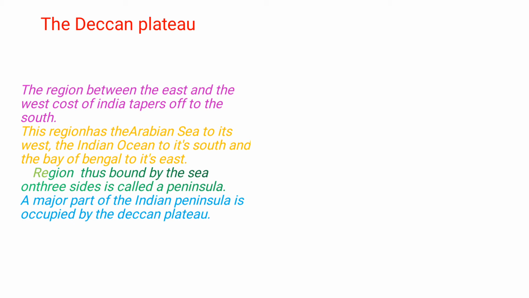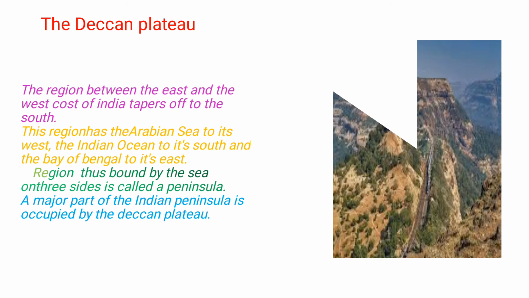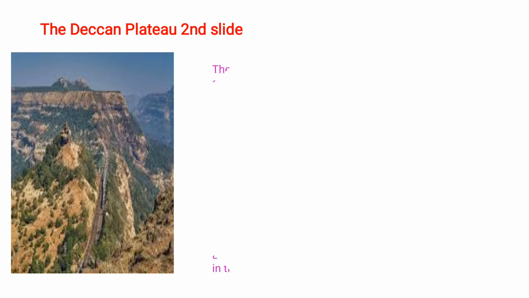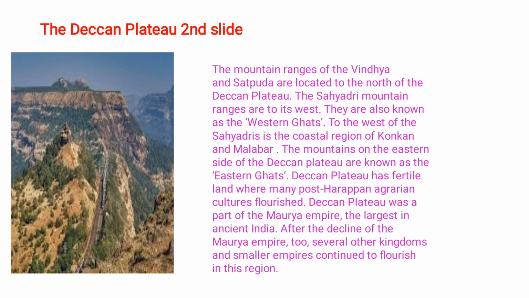Now the next slide. This is the Deccan Plateau. You all can see. The mountain ranges of the Vindhya and Satpura are located to the north of the Deccan Plateau. The Sahyadri mountain ranges are to its west. They are also known as the Western Ghats.